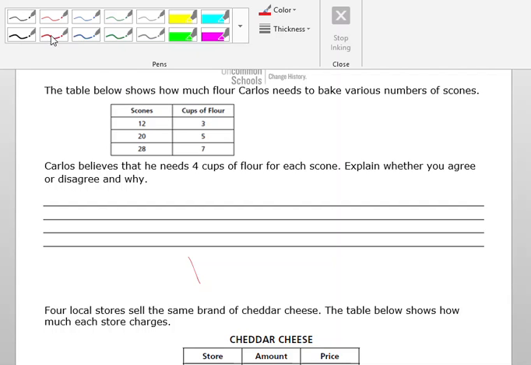Hey guys, we are going to review the weekend homework. It's not as long of a packet as last week, but like last week, I'm going to do a couple for you and you're going to do some of your own.